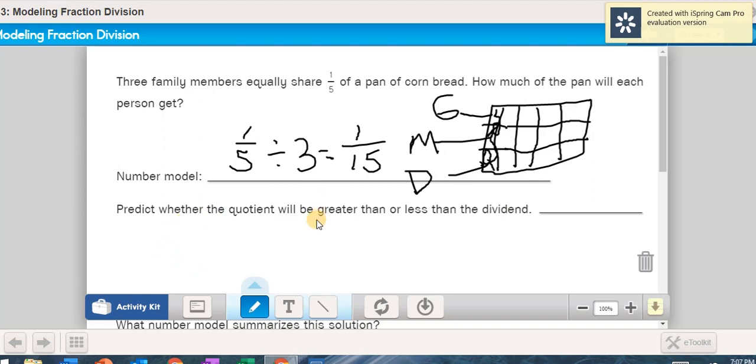So predict whether the quotient will be greater than or less than the dividend. So right here we see 1/5 we started. We divided that up into thirds, which means we're already going to make that 1/5 into smaller pieces. So it will be less than our dividend. So 1/15 is less than our dividend. 3 is our divisor in this problem.